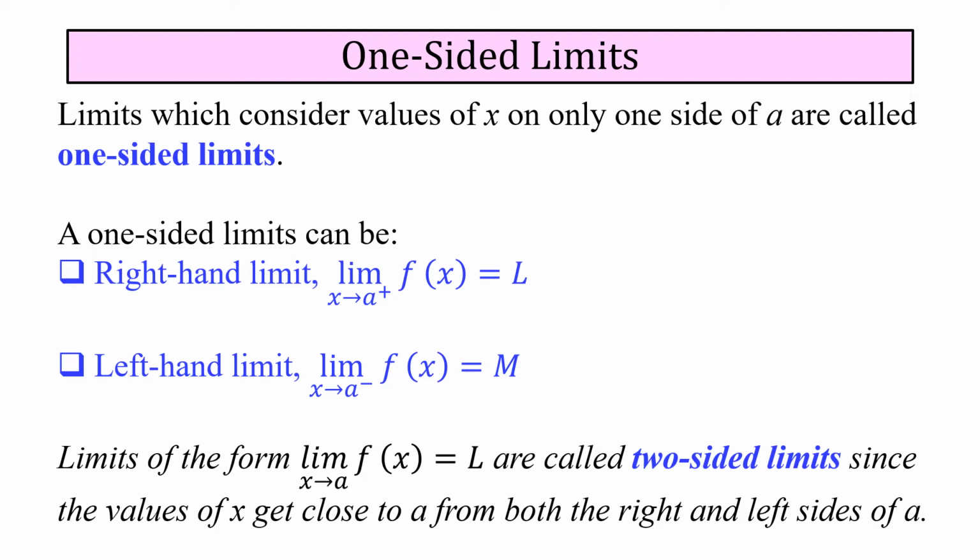Limits of the form limit as x approaches a of f(x) equal to L are called two-sided limits, since the values of x get closer to a from both the right and left side of a.